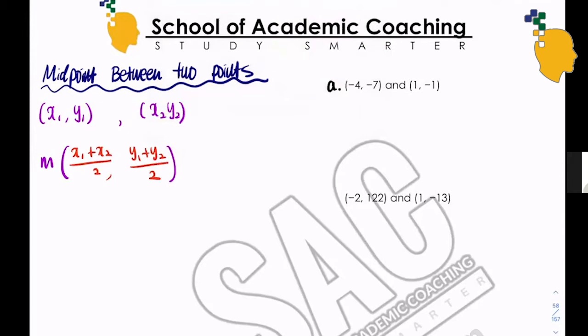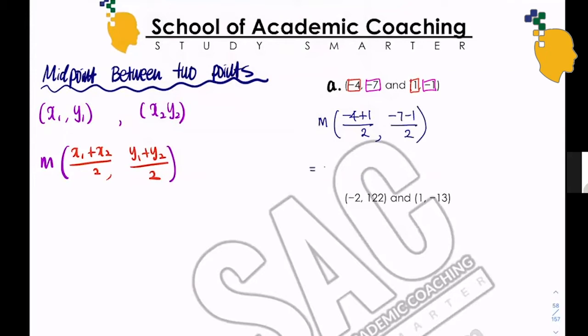One is -4, -7, the other one is 1, -1. So again, let's add our two x values, -4 plus 1 divided by 2. And then let's add two y values here, -7 plus -2, which is just -1 over 2.